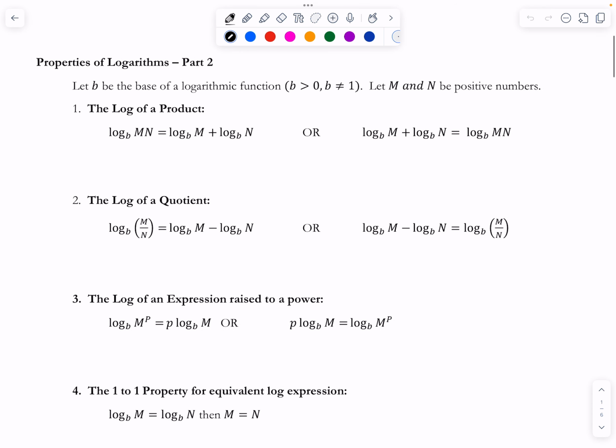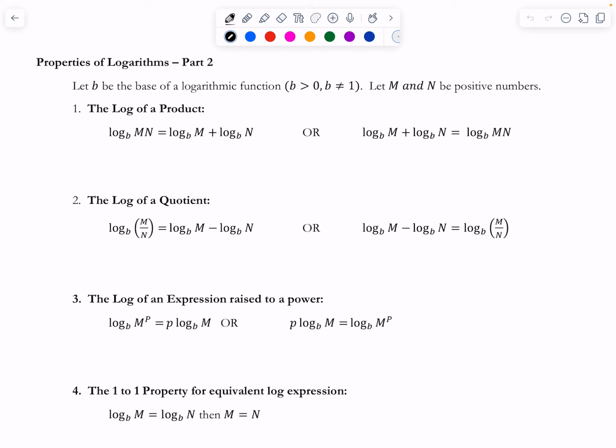You're going to get pretty good at using these properties to expand a single logarithm into many, or take many logarithms and condense them into as few as possible. So I'll start with a brief overview here. The first one says the log of a product. If you have two numbers being multiplied in the argument, you can break them apart into two logarithms with the same base connected by addition. And you can go vice versa, right? If they are already apart, you can put them together.